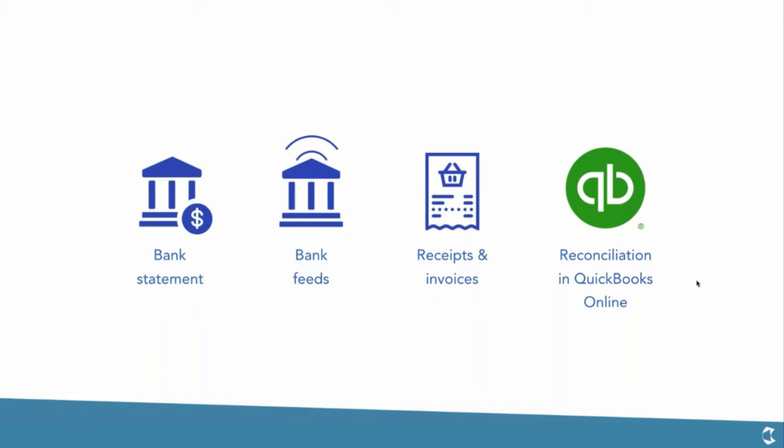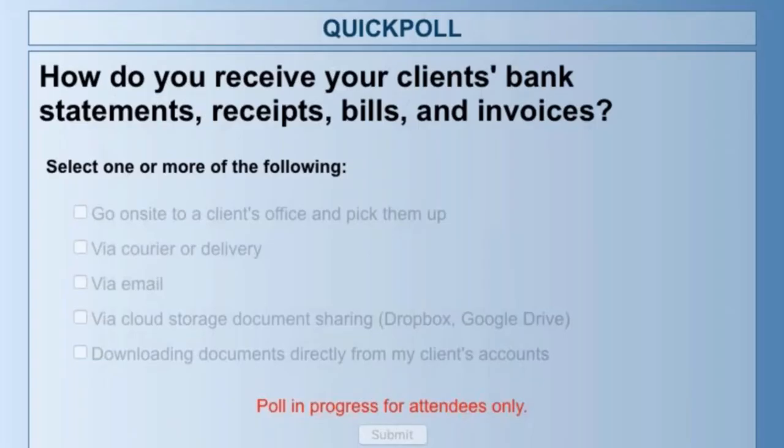Okay, great. So it looks like most of us are using QuickBooks Online, which means that you already have 2 of the key components that are necessary to complete your bank reconciliation. But what about the bank statements and receipts and invoices? How do you currently get these documents from your clients? I'm going to turn this around to you and launch another poll question. Again, you can select all that apply here.